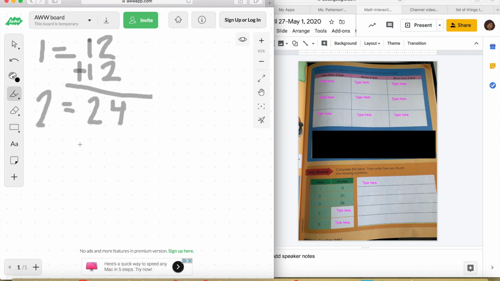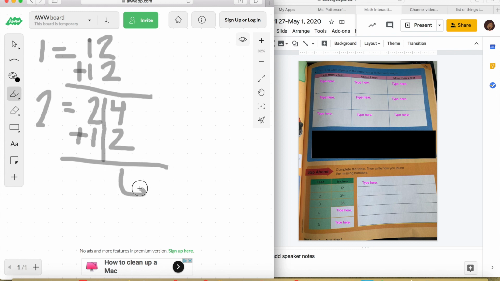Good. If we want to do 3, how many are we going to have to add to 24? 12 again. Remember, you're just going to keep adding 12 over and over again until you find the number that you want. So if I add 12 to 24, and I can do my little line here if I need to, what is 4 plus 2? 6. What is 2 plus 3? 3. So our answer is 36, which means that 3 rulers would equal 36.